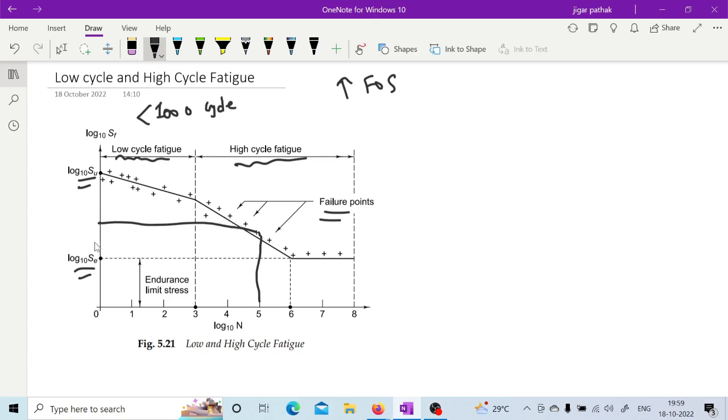So basically at 10 raised to 5 cycles, your maximum load allowed is this much. This may be considered as allowed, this one. Are you getting what I am trying to say? Okay, so this is how you have low cycle and high cycle fatigue.